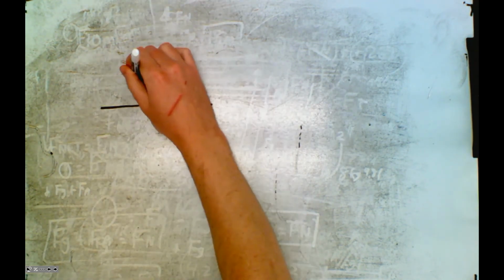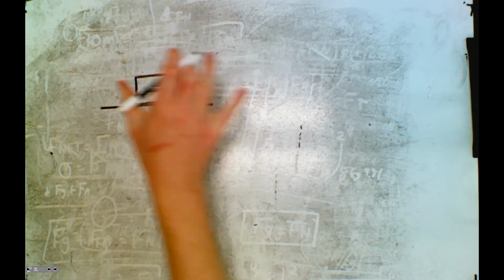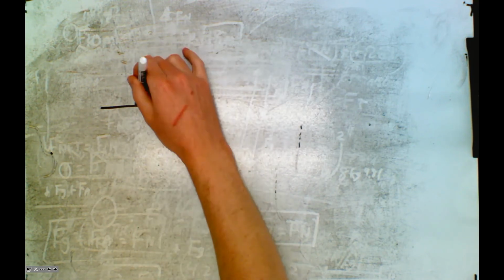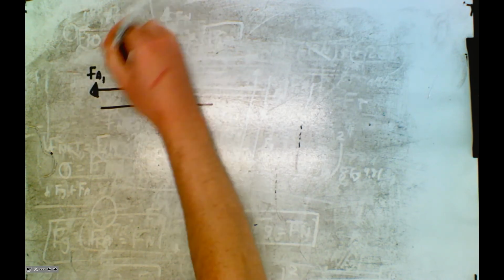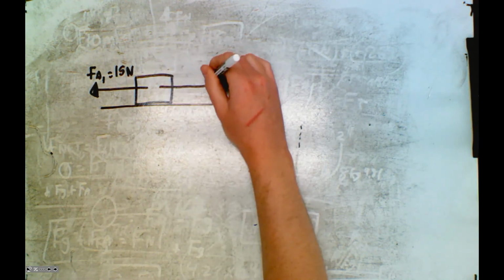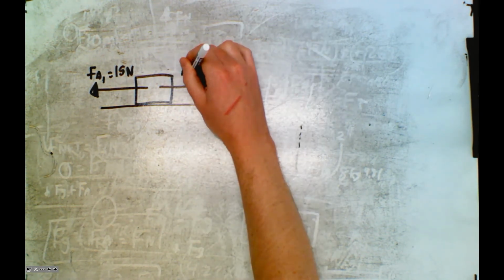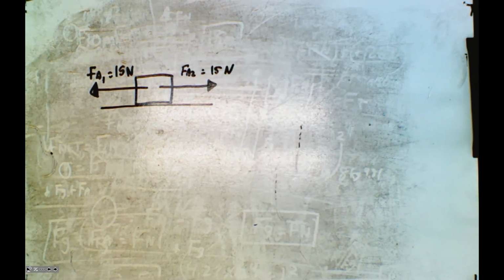So here's our object. Yes, there may be force of gravity, force normal. It doesn't really matter because they're talking about there being two applied forces on this question. So two things are pulling on this one object. We have one applied force, we'll call it force applied 1, and it's 15 newtons to the left. It said that the object is stationary. So if the object is stationary, there has to be an equal and opposite force applied to the right, which must also equal 15 newtons.